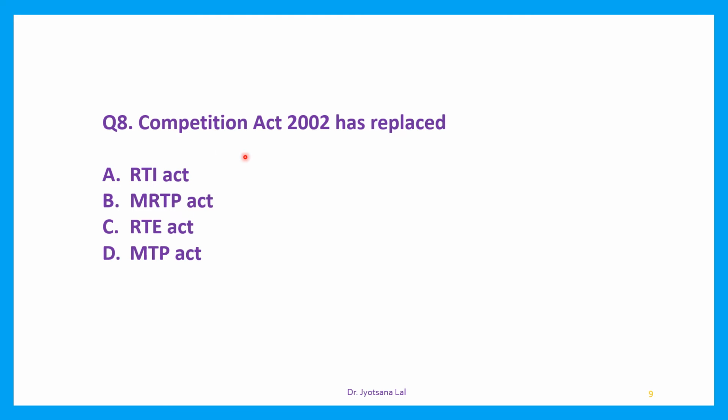Question number 8. Competition Act 2002 has replaced. This is another very important act related to industrial sector, and this act has replaced one of the oldest and restrictive act. It was MRTP Act. So MRTP Act की जगह पे ही उसको replace करके Competition Act 2002 was passed. So the correct answer is B.